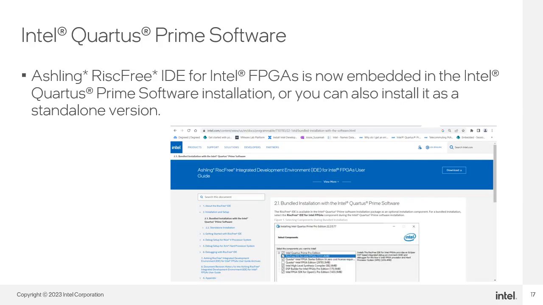For the software development, you need to install Ashling RISC-V IDE for Intel FPGAs, which is now embedded in the Intel Quartus Prime software installation, or you can also install it as a standalone version. This is for building the project and debugging your application through JTAG.